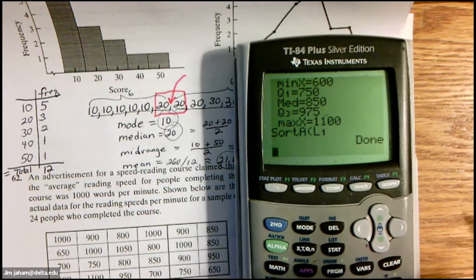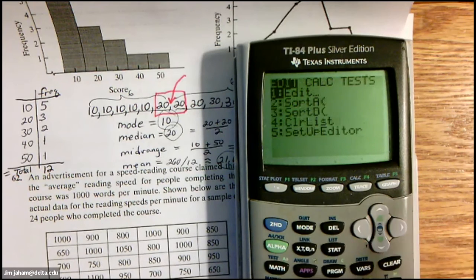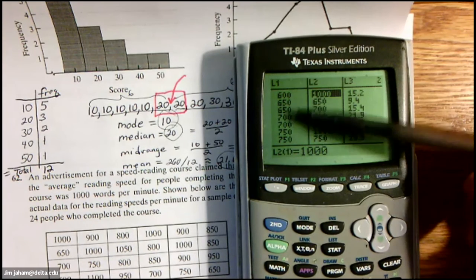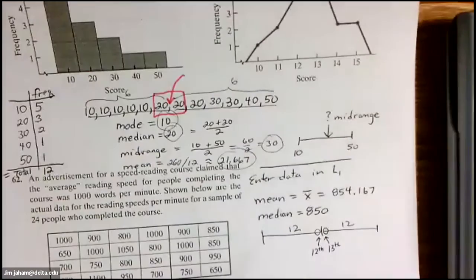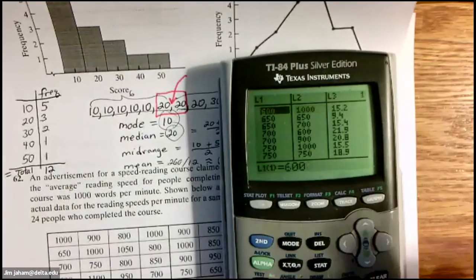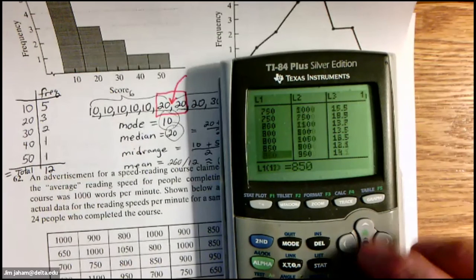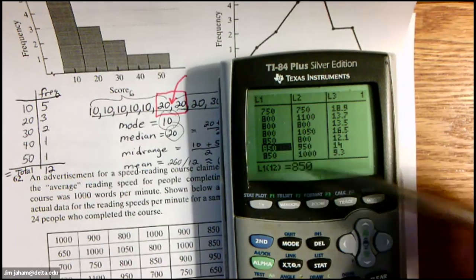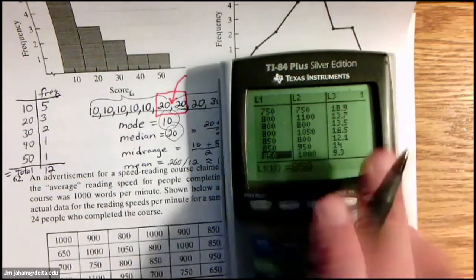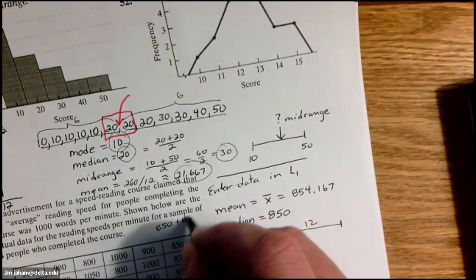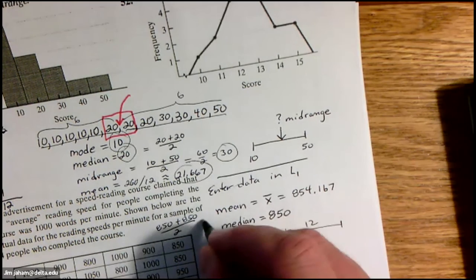So just to see that it sorted it, I'm going to go back and look at my list. Stat, and then edit. And now look, all of these are sorted. Here's the original list, and here's the list sorted. Now I have to go down to the 12th and the 13th data value. In the sorted list, there's the 12th, and there's the 13th. And so 850 and 850. So you know what that is. 850 plus 850. Take the midpoint between those two, and you get 850.